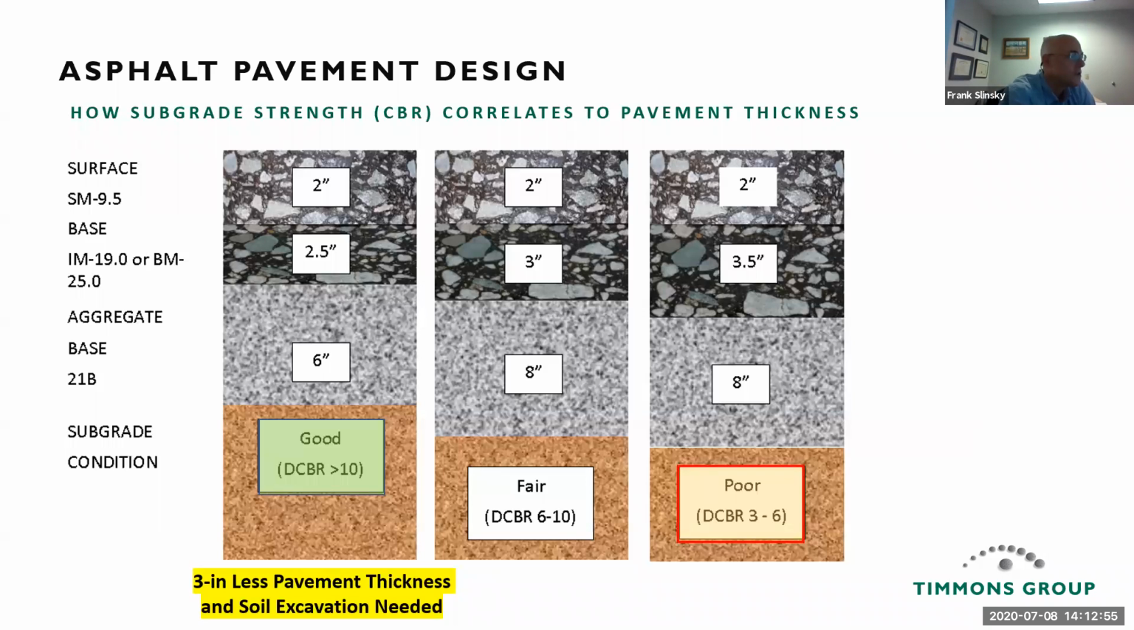This graphic shows how subgrade strength CBR correlates to pavement thickness. You'll notice on the left, we have a CBR of good in green, and over to the right we have a CBR of 3 to 6, which is poor. This shows that with a good CBR, you'll have 3 inches less pavement thickness and soil excavation needed, which means you'll save some money. With better soils, you're actually saving money and not having to construct as much.